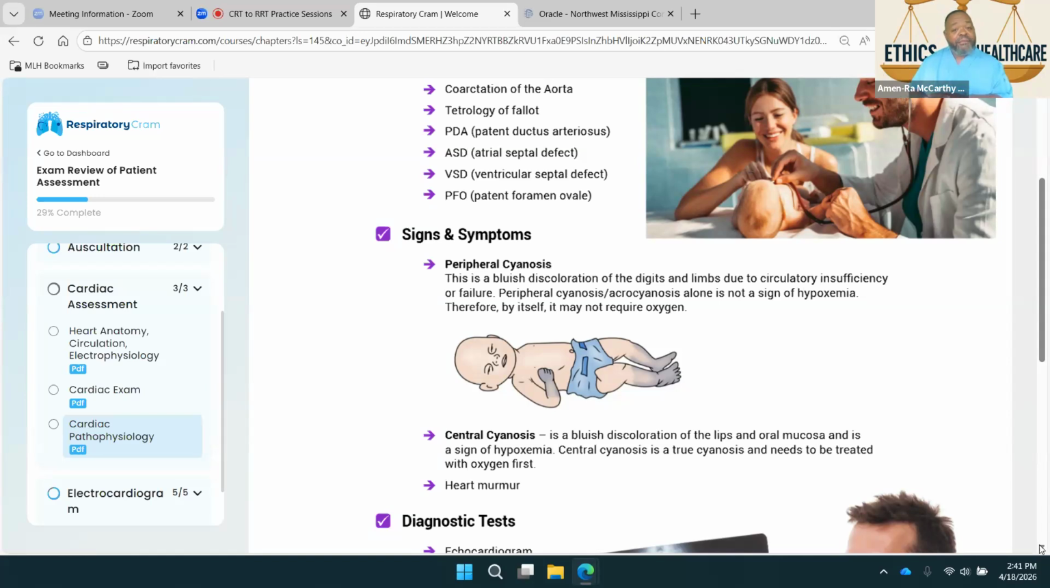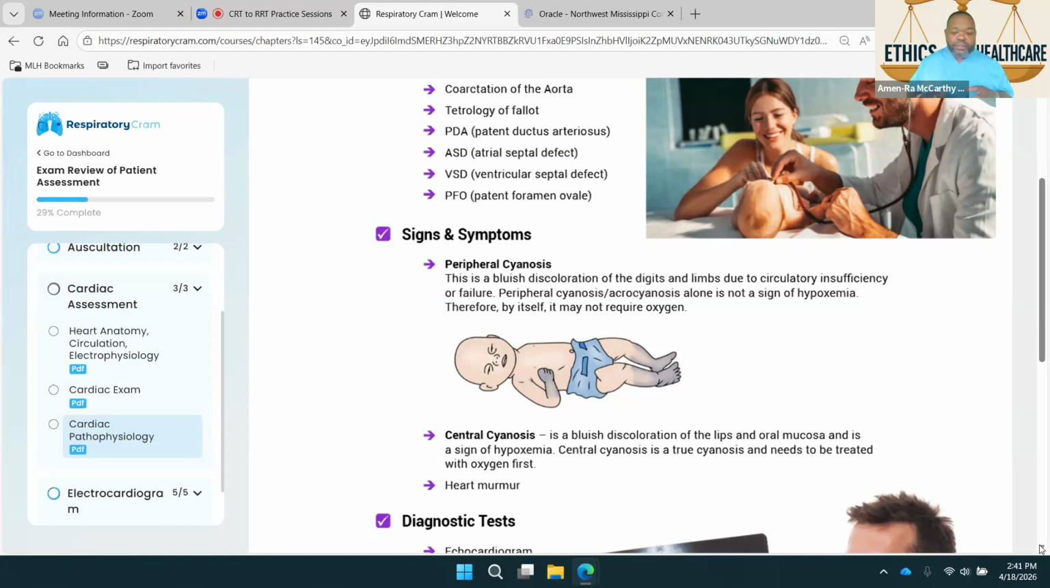So it may tell you a baby came in with blue hands and blue feet. You think automatically, oh, give them some oxygen. Let's put them on oxygen. No, that's not what it is. Acrocyanosis is not a sign of hypoxemia. Therefore, by itself, it may not require oxygen, but there might be some other issues going on as well, which is to be determined. Central cyanosis. Now, this is hypoxemia.